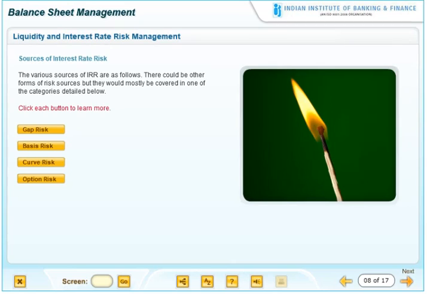The various sources of IRR are as follows. There could be other forms of risk sources, but they would mostly be covered in one of the categories detailed below. Click each button to learn more.